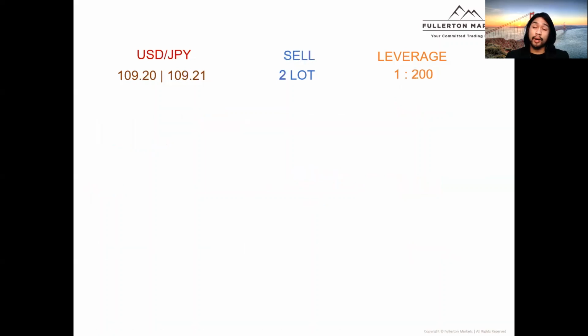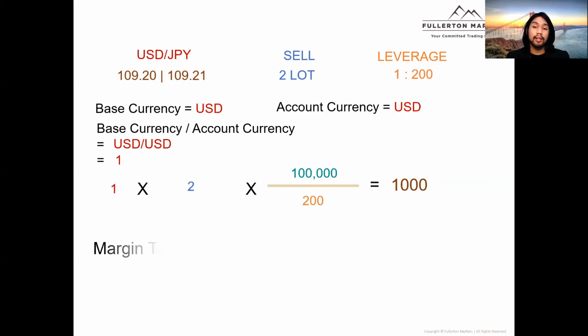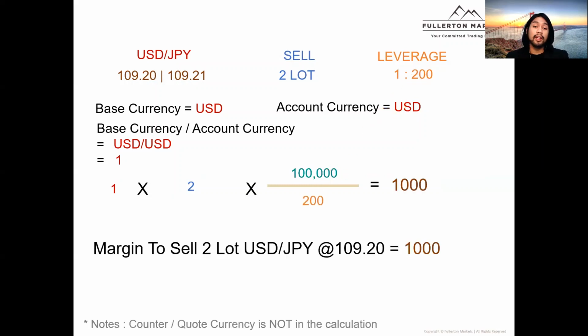All right, let's try one more time. We have the USD versus the Japanese yen. Since the base currency is the US dollar and the account currency is also the US dollar, the value is simply 1. Using the same formula, 1 multiplied by the amount of lots we are trading, multiplied by 100,000, the contract size, divided by the leverage, which is 200, and the final answer is 1,000. In order for you to trade 2 lots on the dollar yen, you would need 1,000 US dollars.